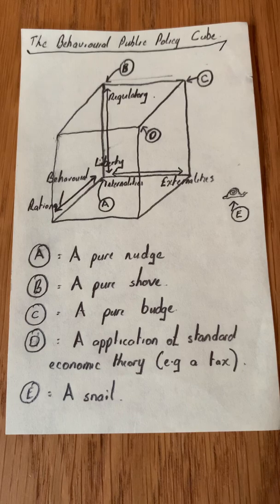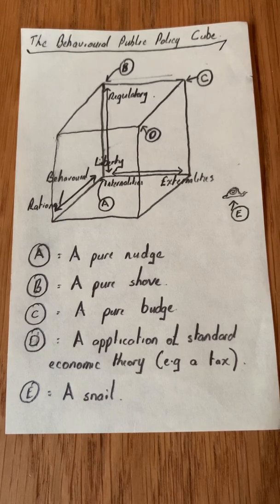I've done this. I've called it the Behavioural Public Policy Cube, and you can place nudges, shoves, and budges in that cube. I'll show you how in a moment. You can also place other behavioural public policy frameworks within that cube, and I'm going to talk about a couple of the main alternative frameworks in the next little video.